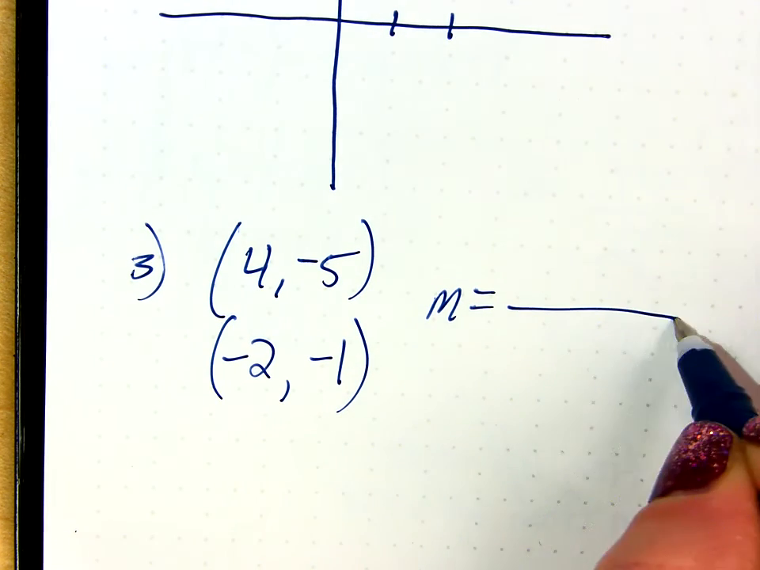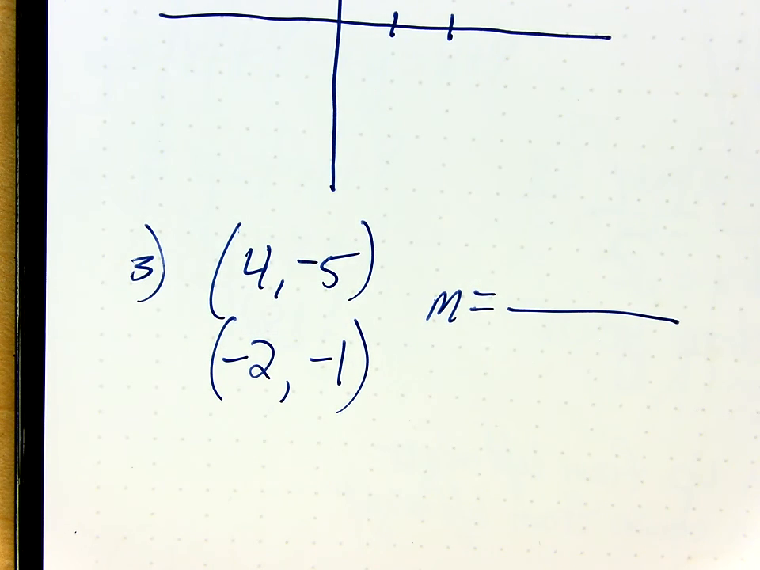We got answers? Pablo, what's your answer? Negative 2/3. Negative 2/3? Oh, that's funny, because I just used that example. Is that what you got? No, I got negative 1/2. Oh, interesting. All right, let's try it.